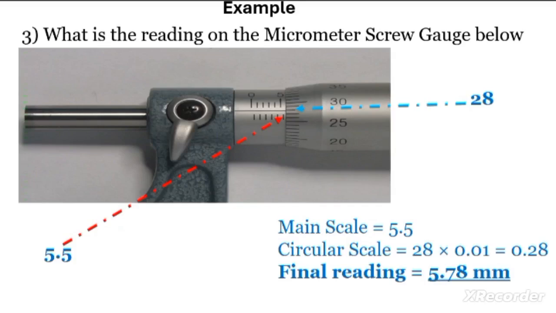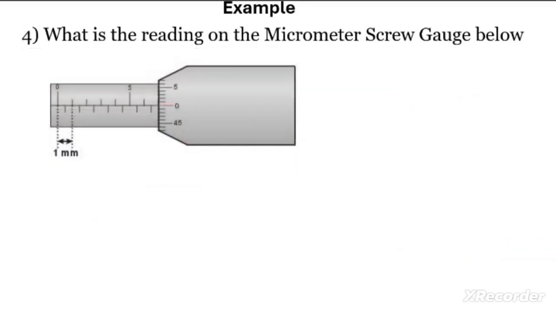5.78 millimeters. So this is our final reading on this micrometer screw gauge. Okay, let us move to the next example. So we have added 5.5 and 0.28 millimeters. We move to the next example, which is example 4.